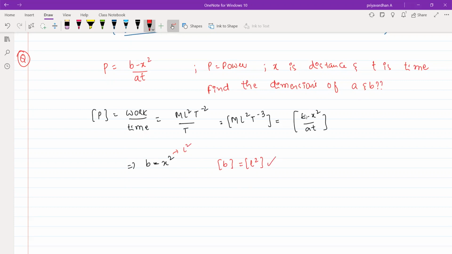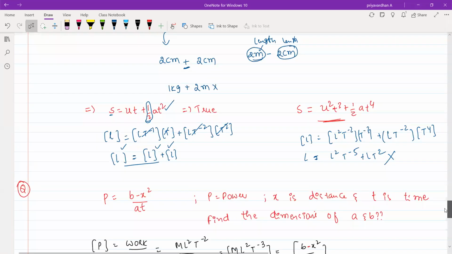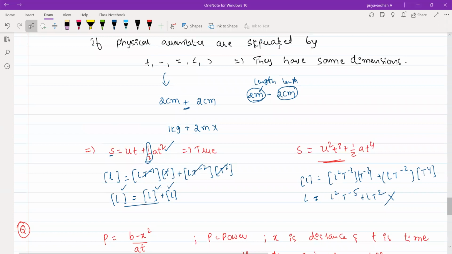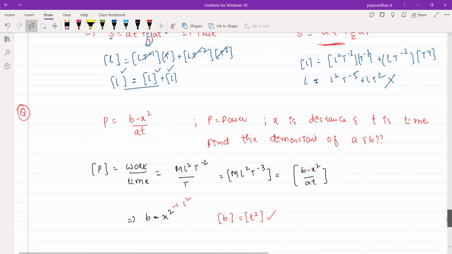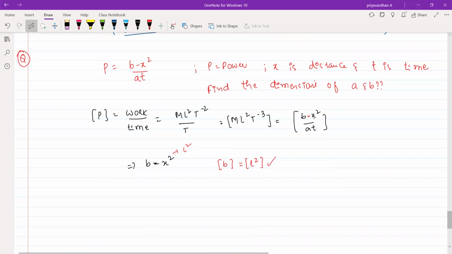These two physical quantities, b and x square, are separated with a negative symbol. So they will have the same dimensions. Clear? Now this fact is holding true. See, if physical quantities are separated by plus, minus, equal, less than, or greater than, they will have the same dimensions. Minus I am using now. Yes, b minus x square. So whatever dimension x square has, the same dimension b also has. Okay, we are done with one.